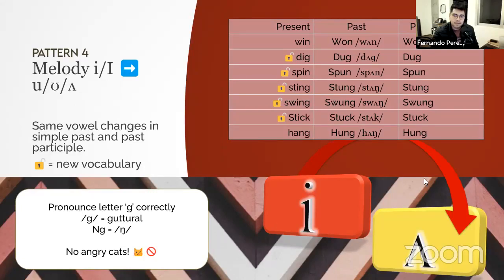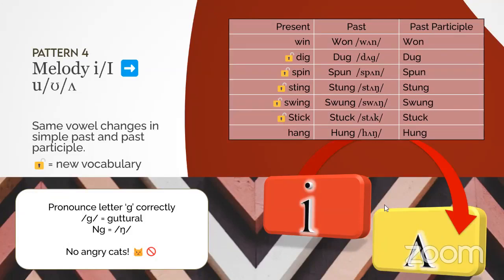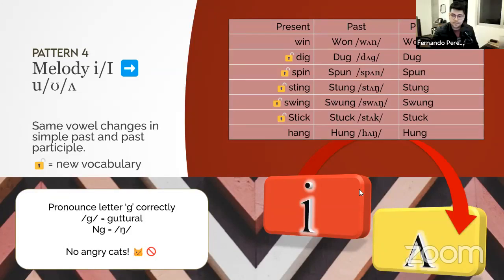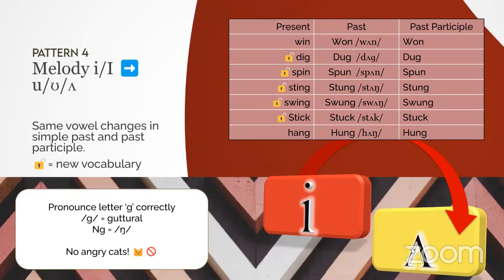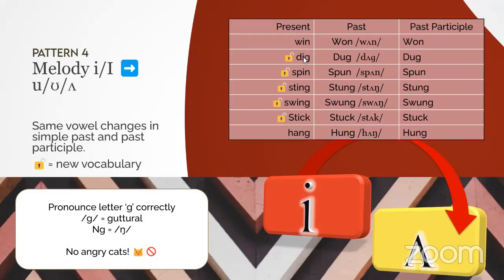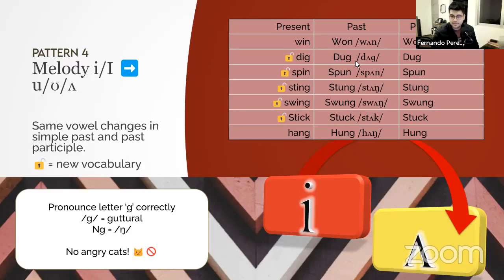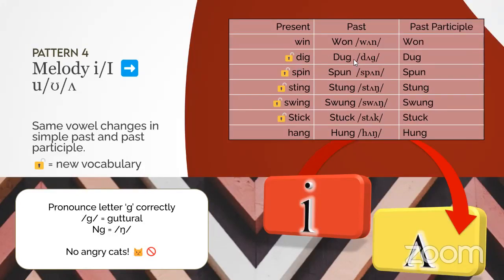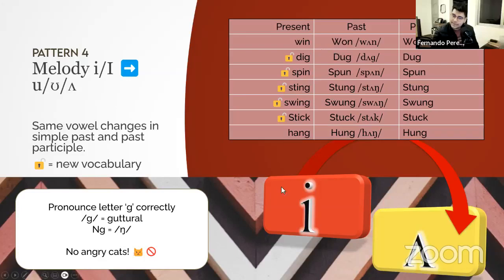E-A. Everybody. E-A. Exactly. Again. Using that specific melody, we can practice win, won. Everybody? Win, won. Perfect. Dig, dug. Good. Spin, spun. Good. Etcetera, right? The rest are very similar.